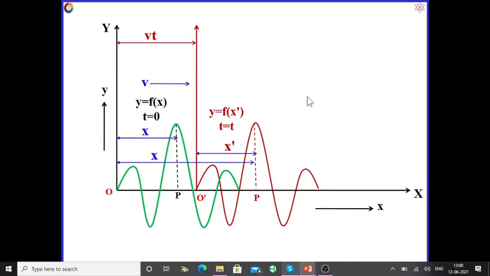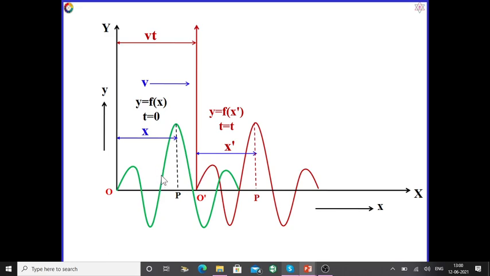Okay, so now suppose from the O reference, from the O frame of reference, or from this initial frame of reference, what will be the x value? That means, see, initially this was your x distance of point P, so it is represented by the function y equal to f(x) at t equal to 0.